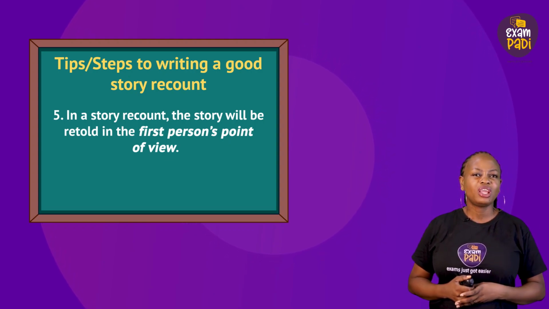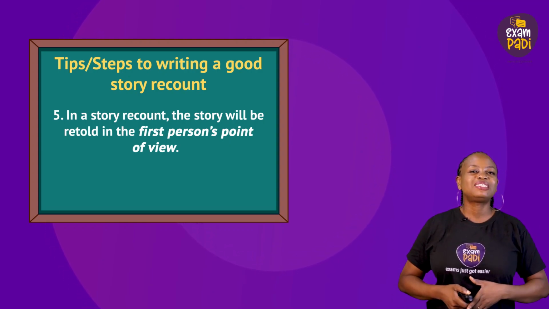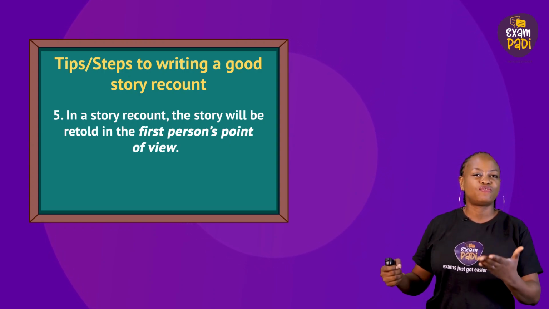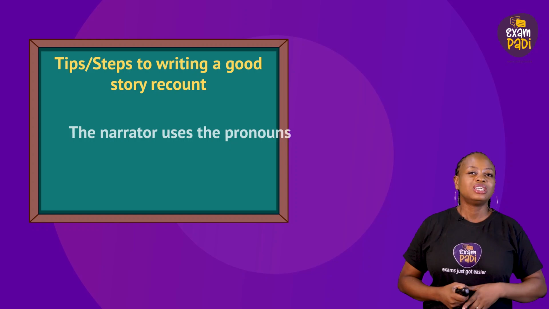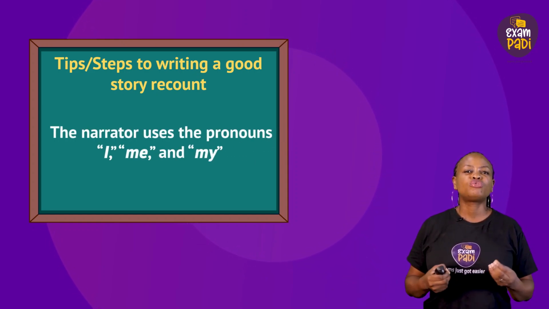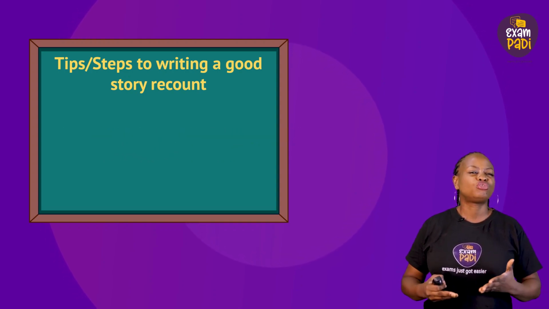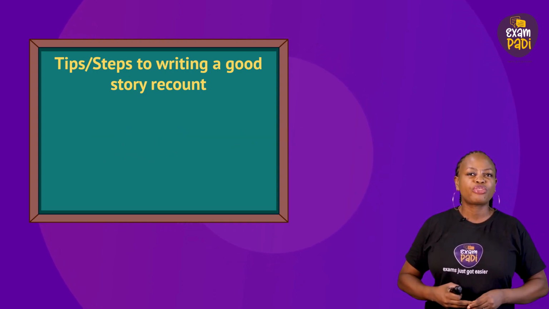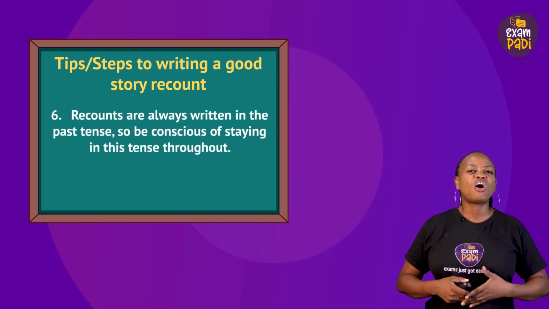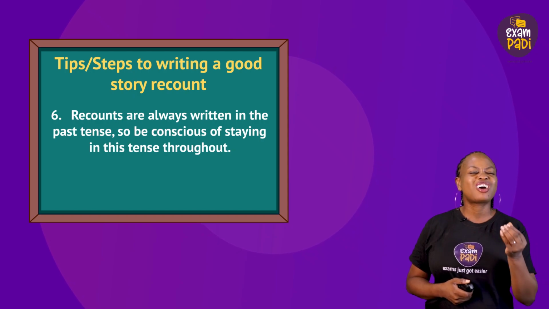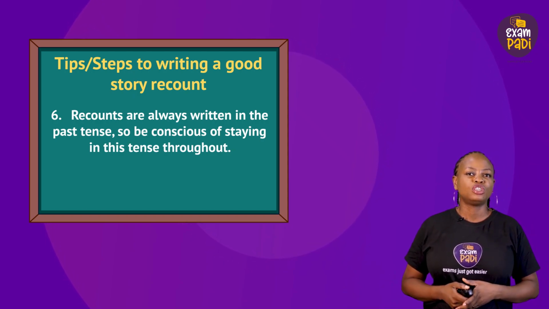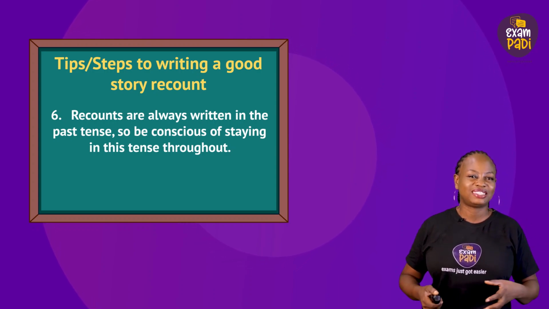Writing a recount story in the first person narrative means telling a story from the perspective of the narrator, who is directly involved in the event being described. The narrator uses the pronouns I, me, and my to refer to themselves. It allows readers to experience the story through the eyes of the narrator. 6. Recounts are always written in the past tense, so be conscious of staying in this tense throughout. Everything has already happened, so ensure your vocabulary reflects this.